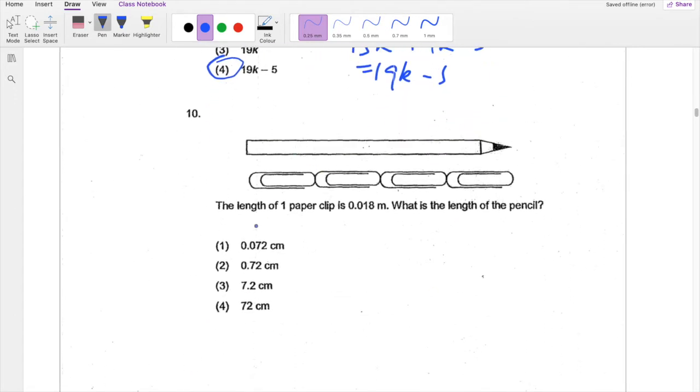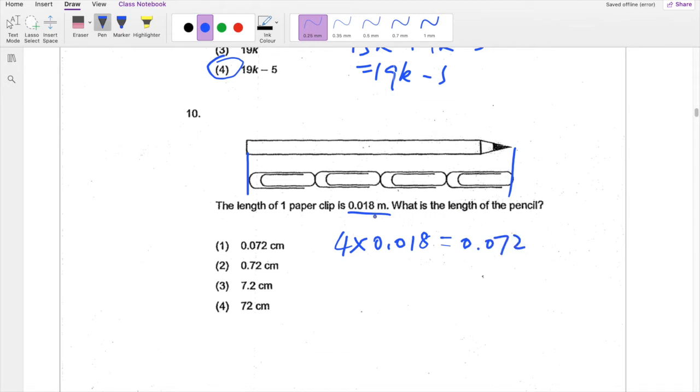Question 10. The length of one paperclip is this length. And what is the length of the pencil? We see that for this pencil, from the start to the end, it equals 4 paper clips. So very clearly, the length of the pencil is 4 times 0.018. So this equals 0.072.